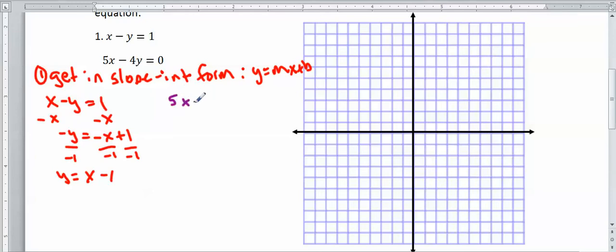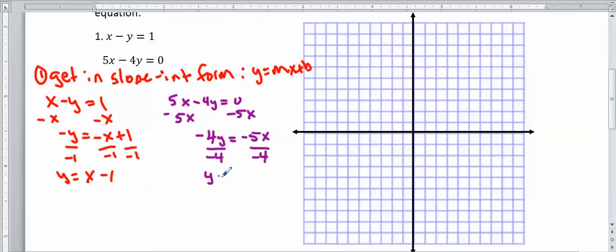Alright, my second line, which I'm going to do in purple, to solve for y. So I get 5x minus 4y equals 0. I subtract the 5x, which gets negative 4y is equal to negative 5x. And then I have to divide both sides by negative 4. Negative over negative is a positive, so I get y equals 5 over 4x. But there's no y-intercept, so I don't have to worry about that.